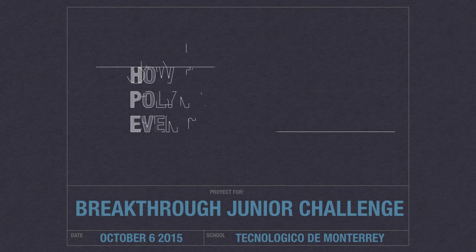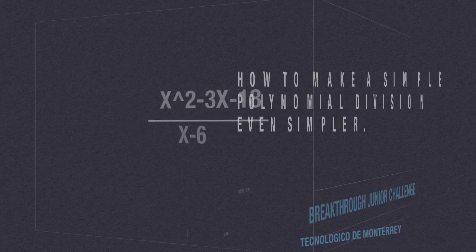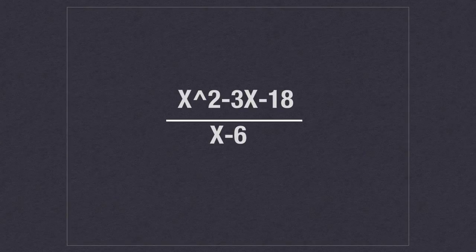In this video I will show you how to make a simple polynomial division even simpler. Okay, so here we have an example: x squared minus 3x minus 18 divided by x minus 6. First, we have to know if this is an exact division.